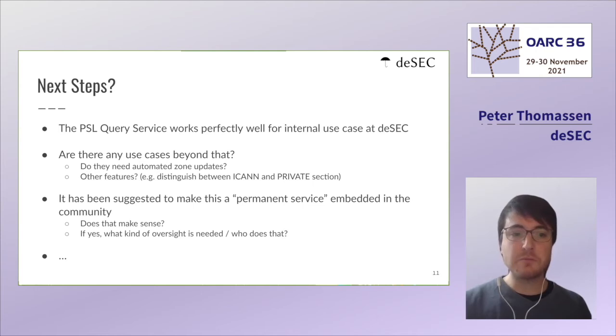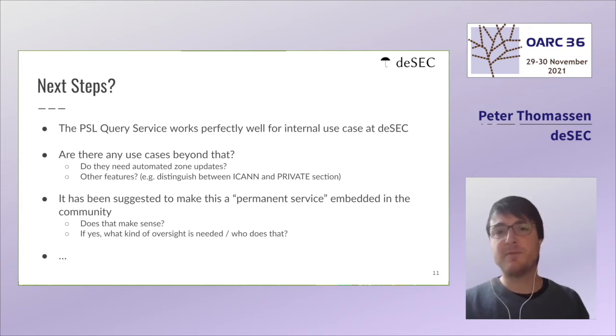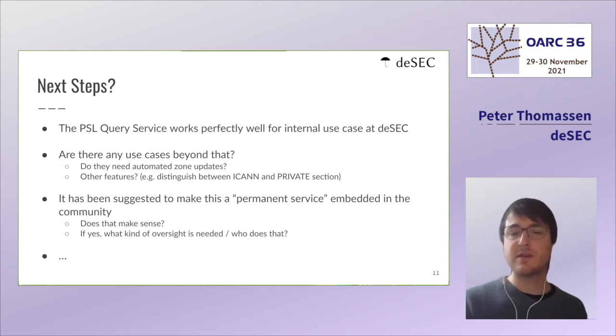However, we are very happy to make this a service that is of greater use to the community. The question is if there are such use cases and whether they would need automated zone updates, in which case we could implement that. Also, the public suffix list first has the section of ICANN TLDs and all that, and then the private section, like the Amazon stuff. It's currently not mapped onto the DNS. I mean, this flag is not mapped, so you can see from the DNS lookup to what section the public suffix belongs. So one could also think about whether that should be changed.